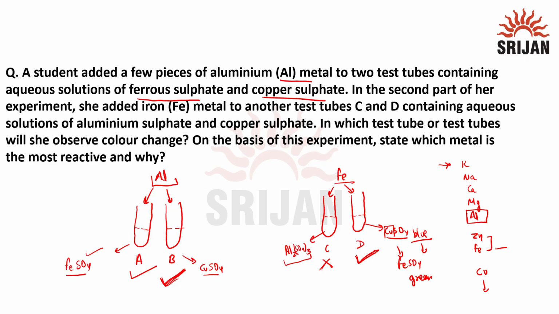So if it is asked in which test tubes the color change will occur, we will mark test tubes A, B and D. The color change will occur due to the displacement reaction, where a highly reactive metal displaces the less reactive metal, but in the C test tube no color change or no reaction will occur because iron is less reactive than aluminium, right? So I hope this question is now clear to you.